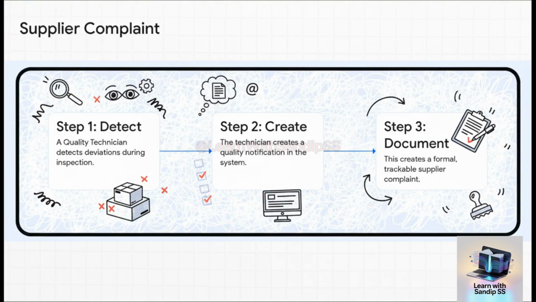And the process here is just as structured, which is awesome. The quality tech finds an issue. Now, instead of just shrugging and setting the part aside, they go right into the system and create something called a quality notification. And this isn't just some sticky note, right? It's a formal, totally trackable record that documents exactly what's wrong. It's how you create an official supplier complaint, all inside SAP.